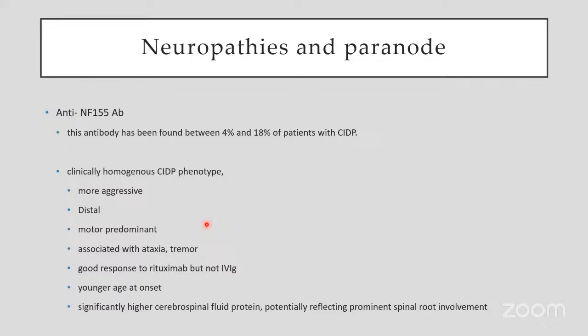Anti-NF155 antibody has been found in around 4 to 18% of patients with CIDP. The clinically homogeneous CIDP phenotype is more aggressive, more distal, motor predominant, associated with ataxia or tremor, and has a good response to rituximab, but not IVIG. It has a younger age at onset and significantly higher CSF protein, which reflects potentially prominent spinal root involvement. This is the difference between classical CIDP and CIDP associated with the nodopathy.